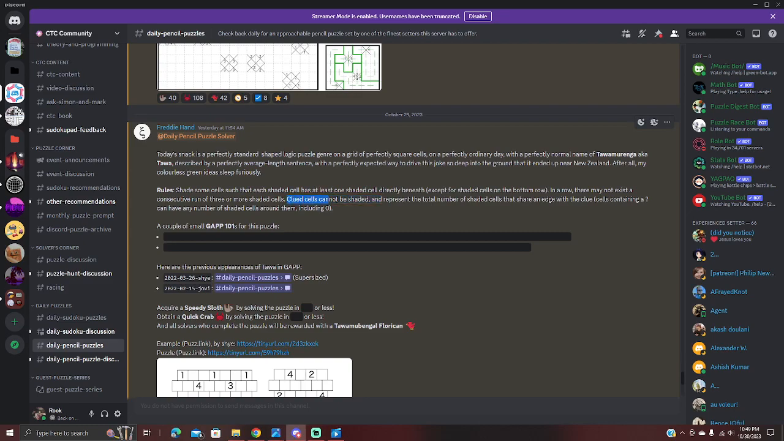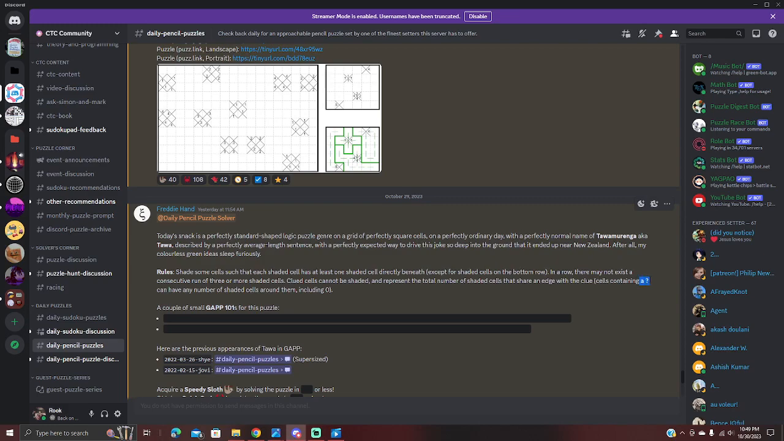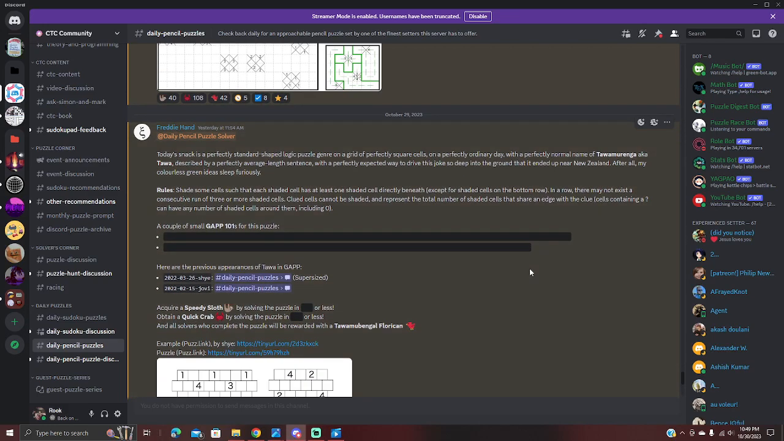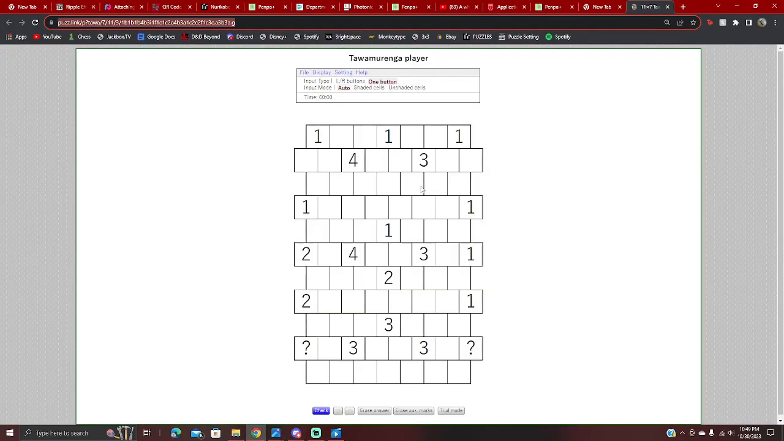Clued cells cannot be shaded and represent the total number of shaded cells that share an edge with the clue. A question mark is just any number. But yeah, that means the number clue is how many cells adjacent are shaded. Pretty self-explanatory, but we are going to hop right on into this puzzle.